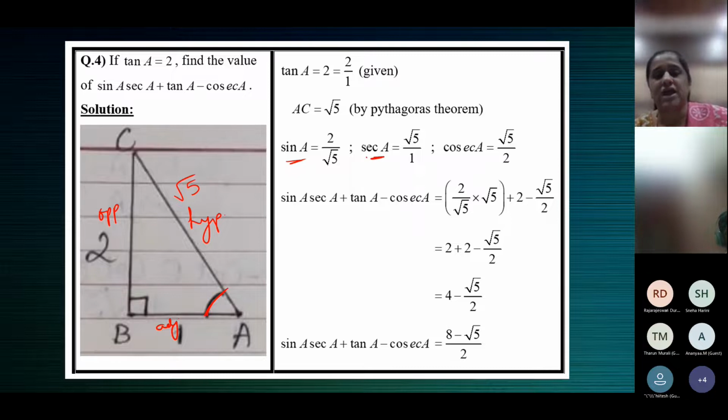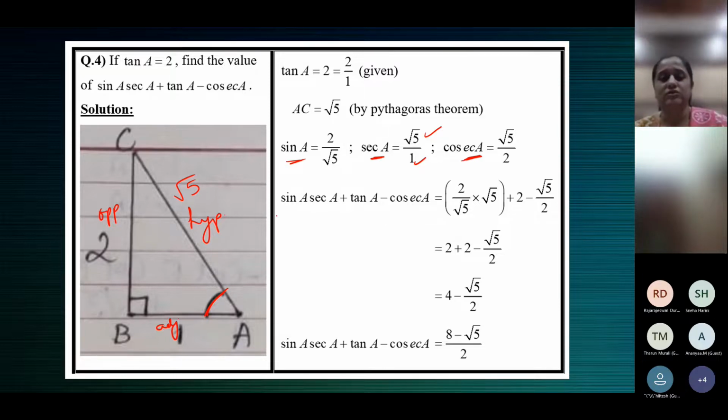Secant A is hypotenuse by adjacent. Hypotenuse AC, root 5, by adjacent AB, which is 1. And cosecant A is the reciprocal of sin A, so root 5 by 2.